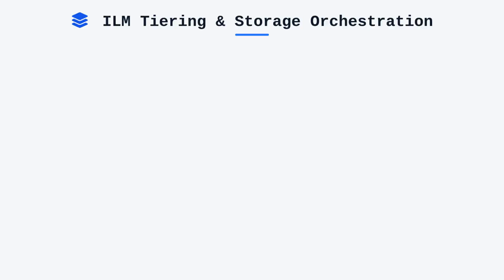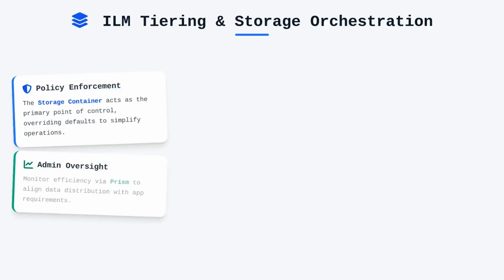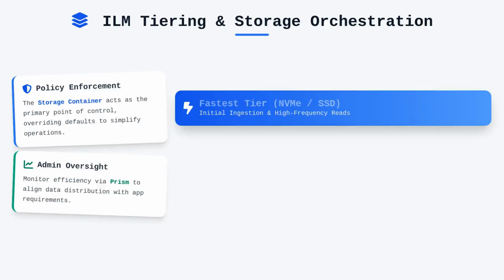Understanding how these tiers interact requires a view of the storage container as the primary policy enforcement point. Within a container, you define the parameters that override or augment the default ILM behavior, providing a layer of abstraction that simplifies day-to-day operations. When a write operation occurs, it is initially ingested into the fastest available tier, typically an SSD or NVMe, to ensure the write is acknowledged as quickly as possible.